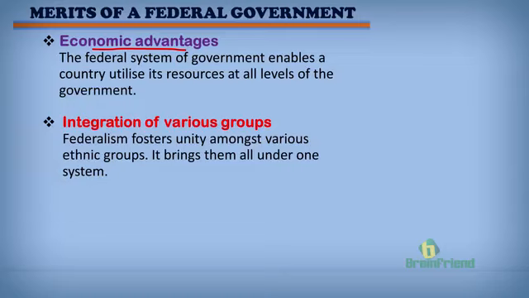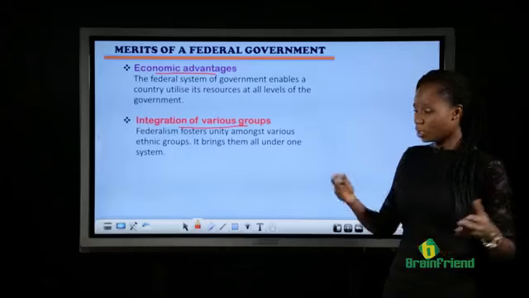And then the second is the integration of various groups. We had said that one reason why federalism was adopted was for the government to find a system of government whereby the interests of the different ethnic groups in a country such as Nigeria would be met, or their interests would be protected. And so one way also is that federalism brings about integration of these different states, local governments, or regions.